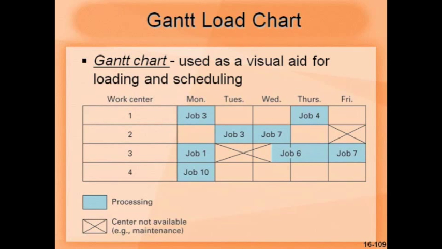Gantt chart is something very simple to use, and that's what many times people use. So this is used as a visual aid for loading and scheduling. So you can see how the work centers, when they are available, when they are busy. And in fact, in our university also, each classes, assignment of the classes to different rooms, if we make a Gantt chart, it might look something like this.